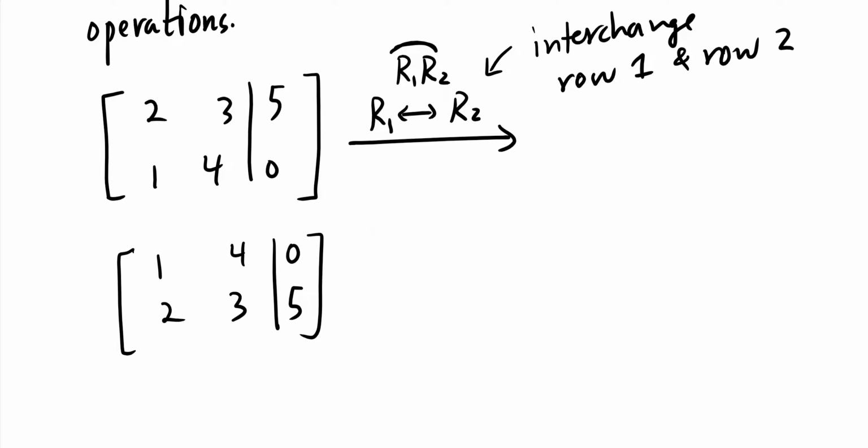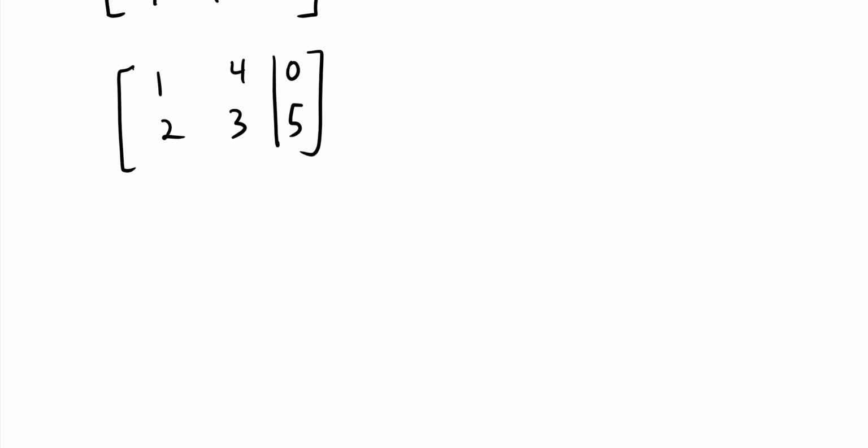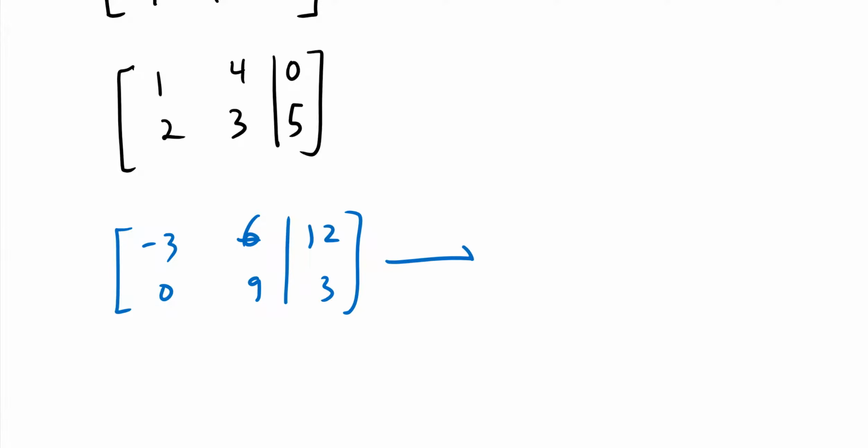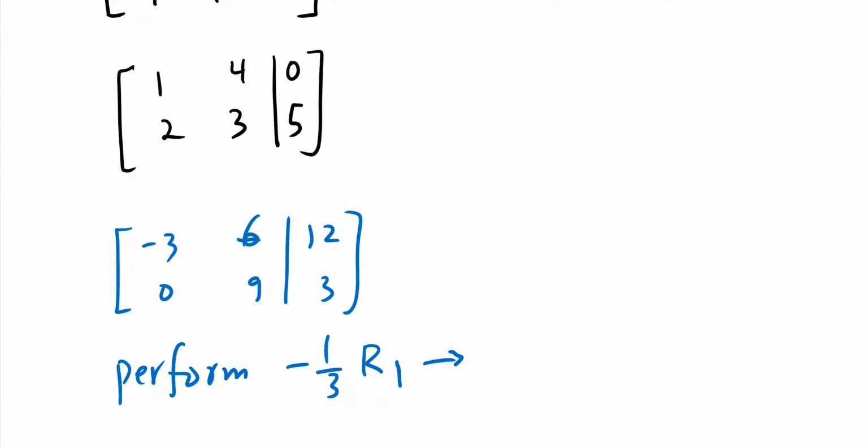Let's say they give us another example. Let's say they give us negative 3, 0, 6, 9, 12, 3 here. And we are asked to perform negative 1/3 R1 and add the result to R1. So what does that mean?